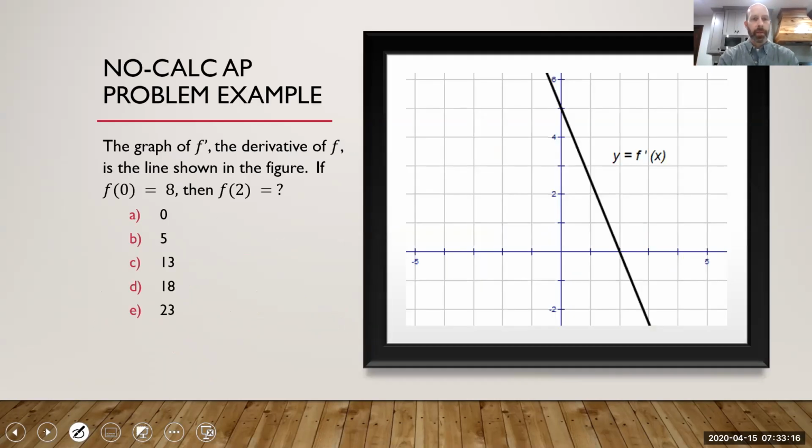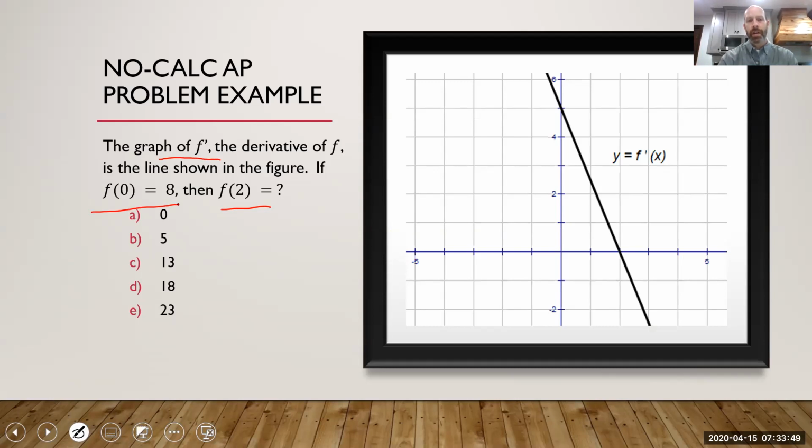Here's an example of an AP problem. No calculator allowed. Obviously, I don't think they'll be able to restrict this on the AP exam, but this is the kind of thing you should expect on the exam. They'll give you some things, and instead of coming right out and saying, here's the fundamental theorem of calculus, you've got to figure that out. So they're telling us that the graph is f prime, and then they're asking you to find f of 2, given that f of 0 is 8.